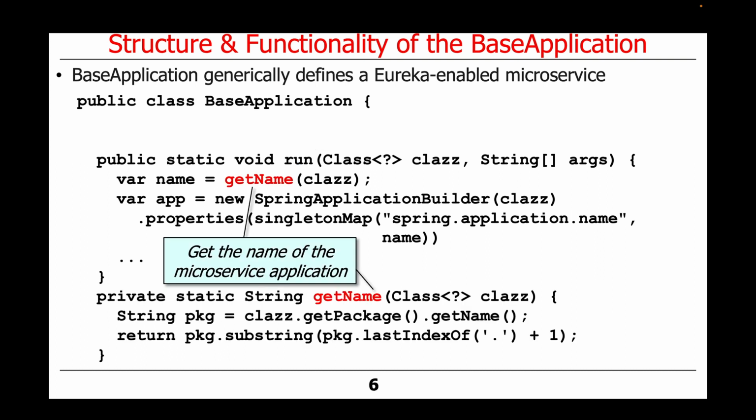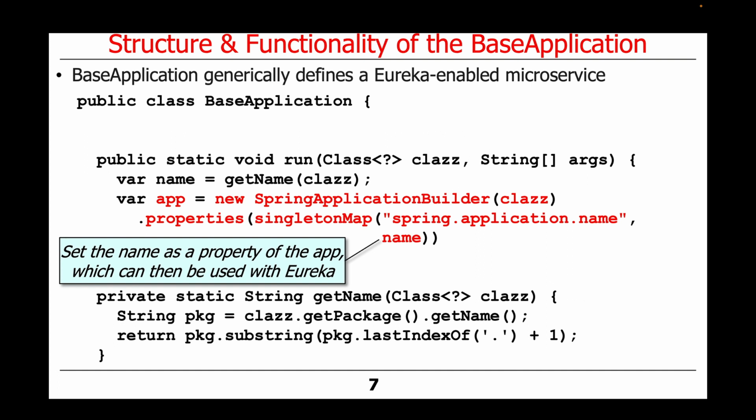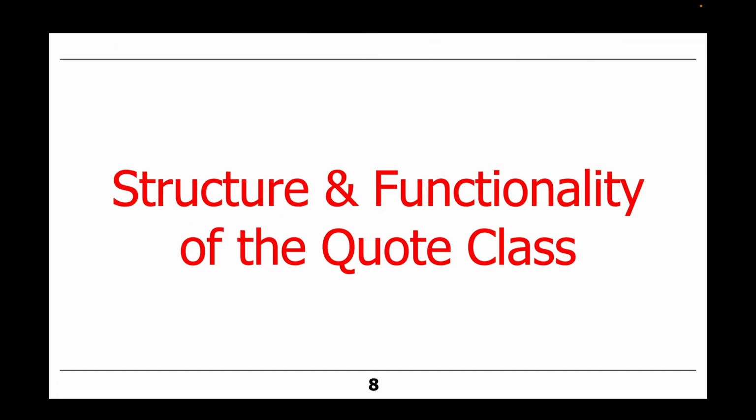And you can see what we do is we take that class that's passed in, which would be either handyApplication.class or zippyApplication.class, and we call the getName helper method here, which extracts from the class the name of the package. So for example, we get the package name, which in this case would be something like zippy or handy or so on. And it takes that information and passes it back. And then that's used to set the name as the property of the app, which can then be used with Eureka in order to register the app with that particular name.